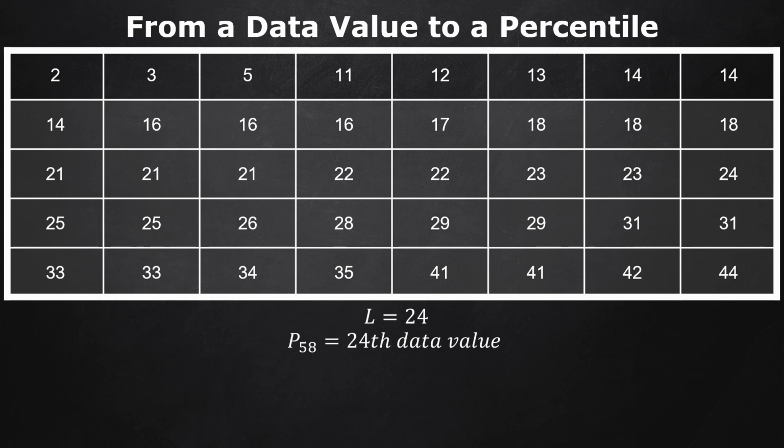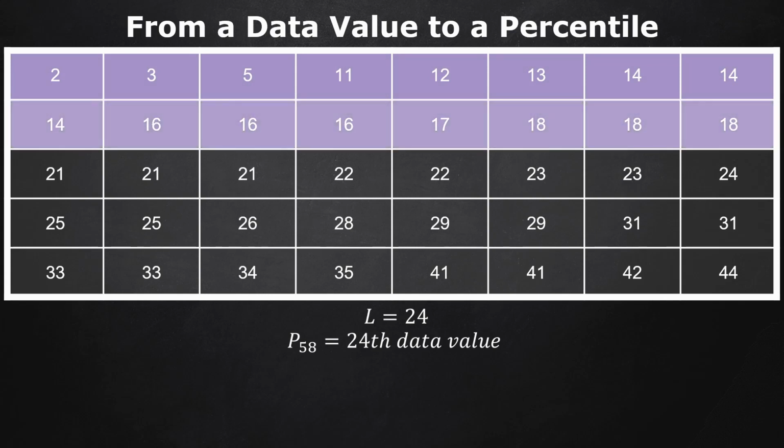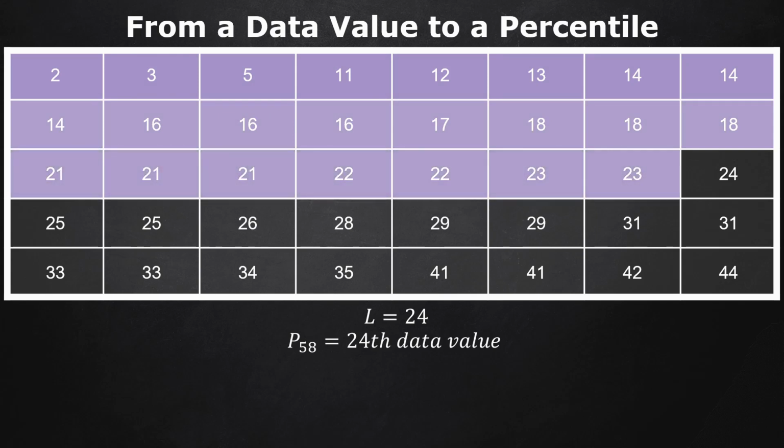So then we go to our data set and just count 24 spaces, starting with the lowest and going up to the largest. And we'll see where the 24th data value is. So that's 1, 2, 3, 4, 5, 6, 7, 8, 9, 10, 11, 12, 13, 14, 15, 16, 17, 18, 19, 20, 21, 22, 23, 24. So the 58th percentile is 24.